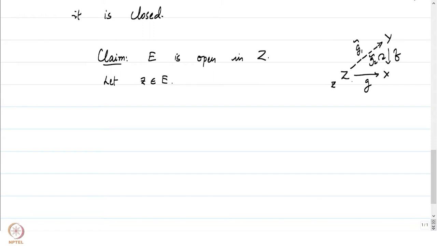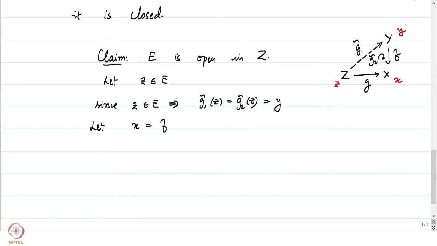Now, Z is going to be a point here, and because Z is in E, that means that G1 tilde of Z is the same as G2 tilde of Z by the very definition of E, right? Let's call that point Y. So, let me use red to take a point Z here, that's getting mapped to the point Y here, and under F, let it get mapped to the point X here. And by the very commutativity, G is going to map Z to X. Let X be equal to F of Y.